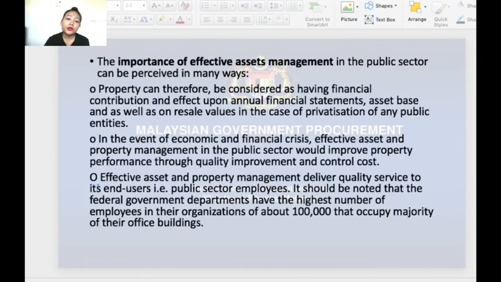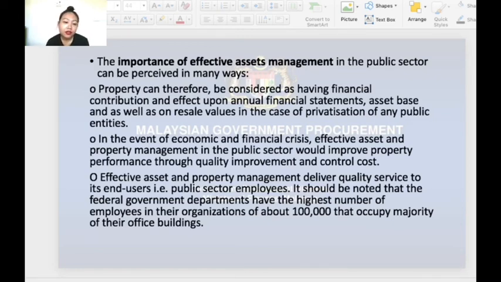The importance of effective assets management in the public sector can be perceived in many ways. The first one, property can therefore be considered as having financial contribution and effect upon annual financial statements, asset base, as well as on resale values in the case of privatization of any public entities. Second, in the event of economic and financial crisis, effective asset and property management in the public sector would improve property performance through quality improvement and control cost.